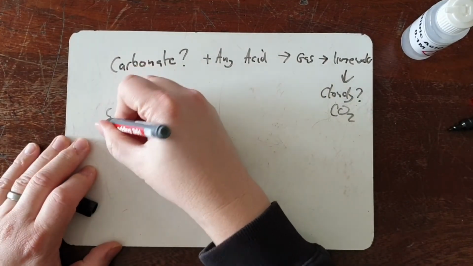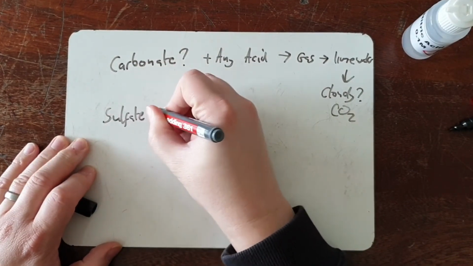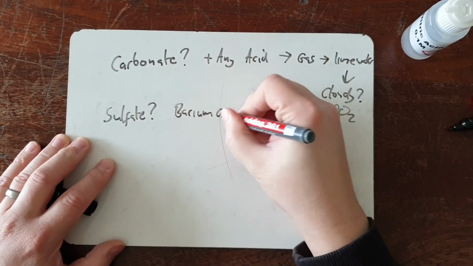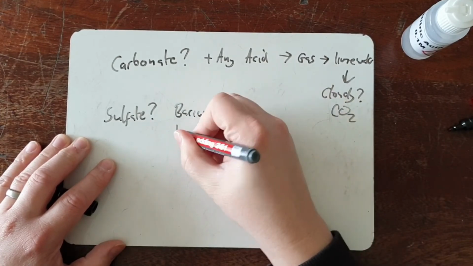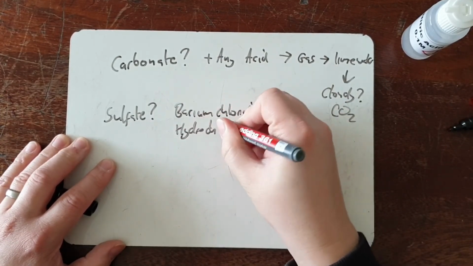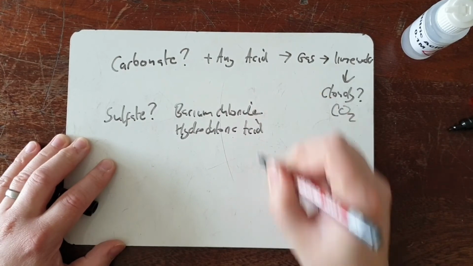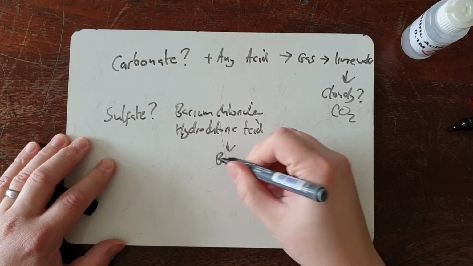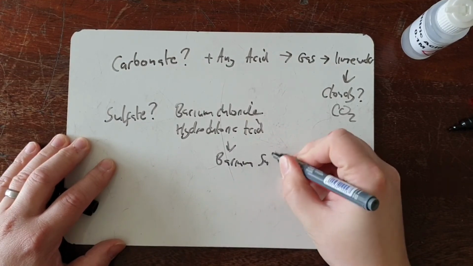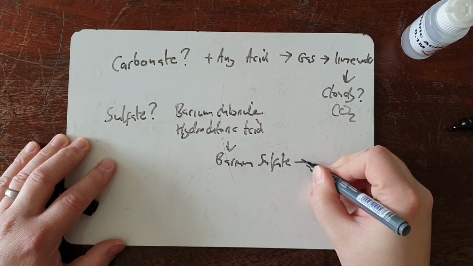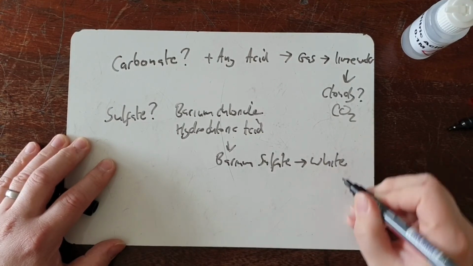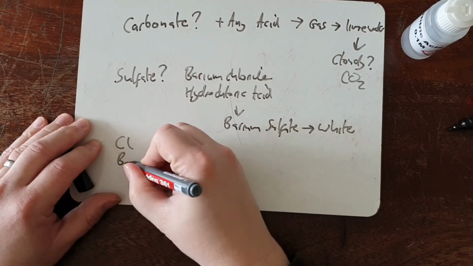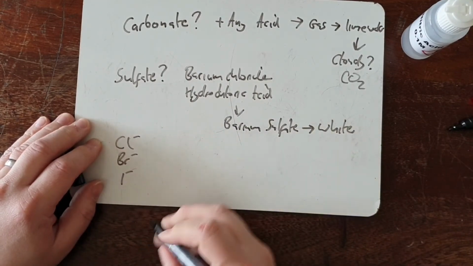How do we test for sulfate ions? Well, we add barium chloride and hydrochloric acid, and then if there is sulfate there, we would make barium sulfate, which is a white precipitate.